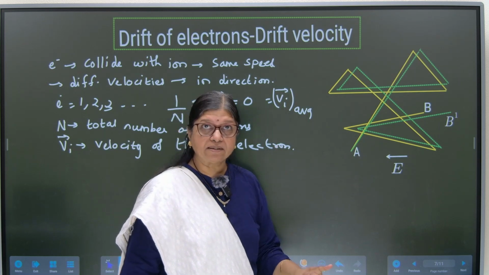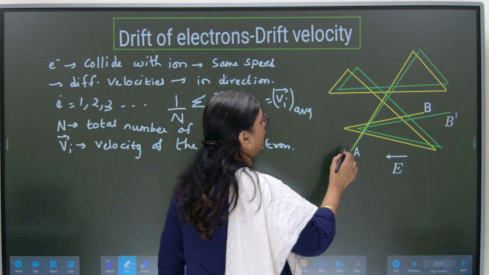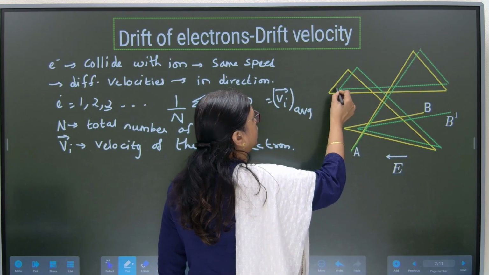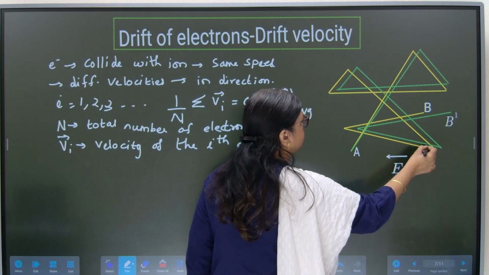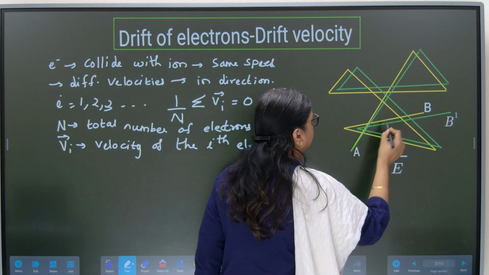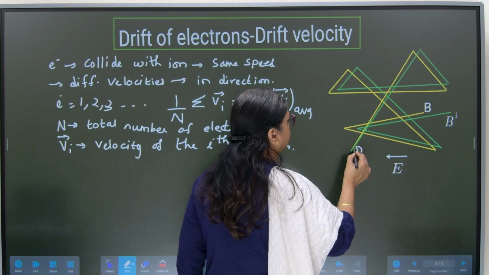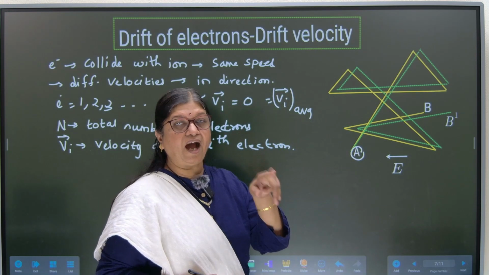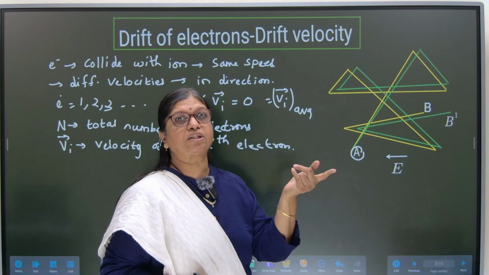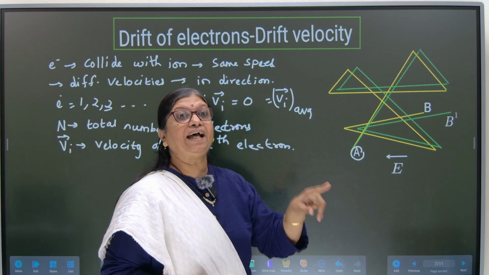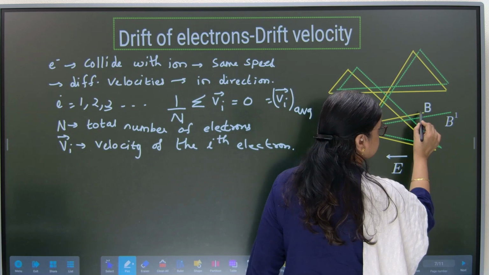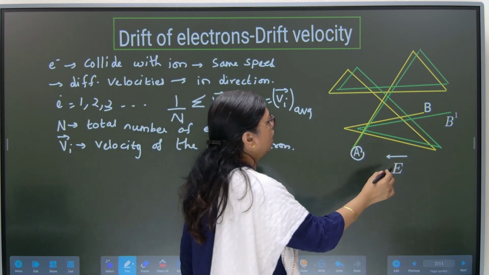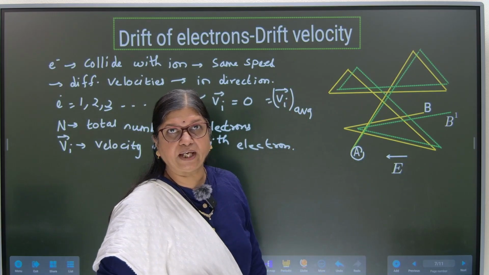When we do this, the electron's path can be seen with a green dotted line before and after the collision. Suppose we have started the electron viewing from the position A, then after successive collisions, the electron has drifted from the position B to B dash in a direction opposite to the direction of the electric field.